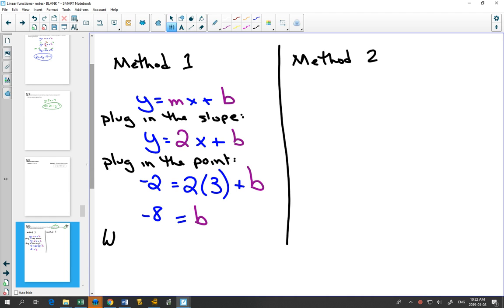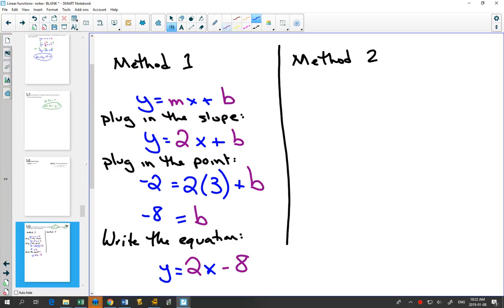Once you've got that, you can write the equation. We know that our slope is 2. We know my b value is minus 8. So I knew my slope already, and by plugging in the point, I was able to find what the b value was, and so now I can write my equation in y equals mx plus b form.